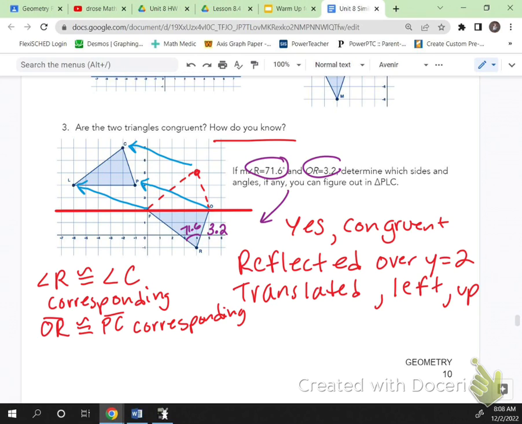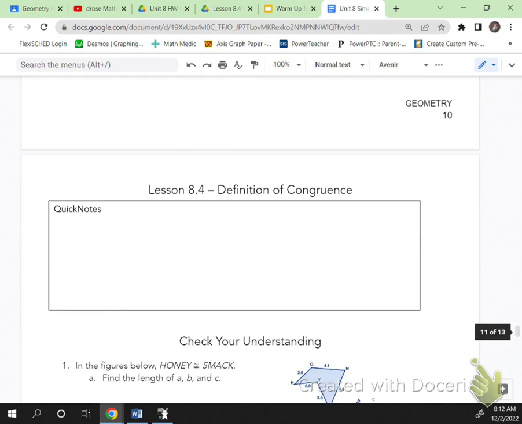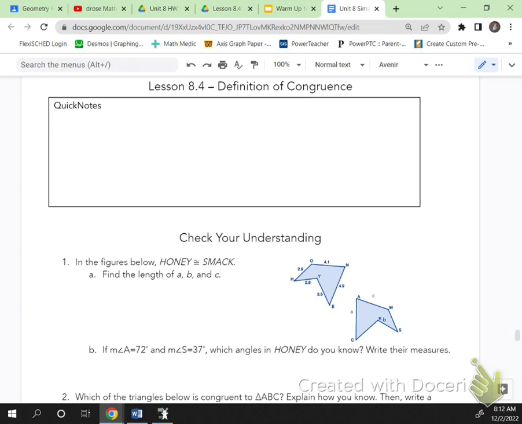Questions? How do we feel? Great, let's flip the page. Let's do our quick notes. We'll do a couple problems on the check, and then we've got some homework. Here we go. Let's just officially define everything we were looking at.